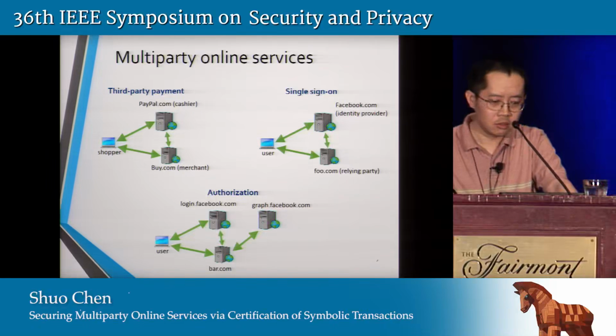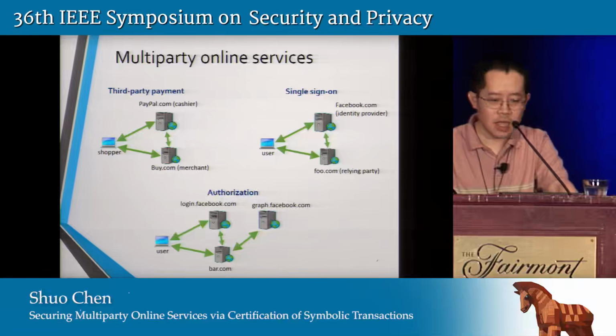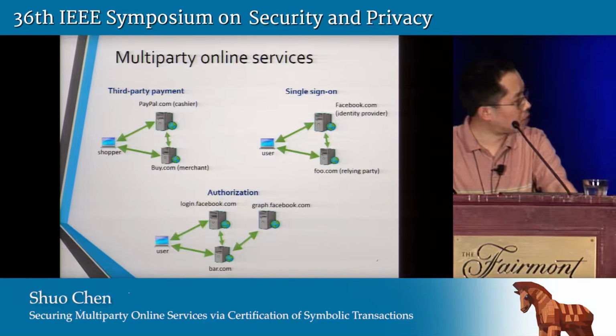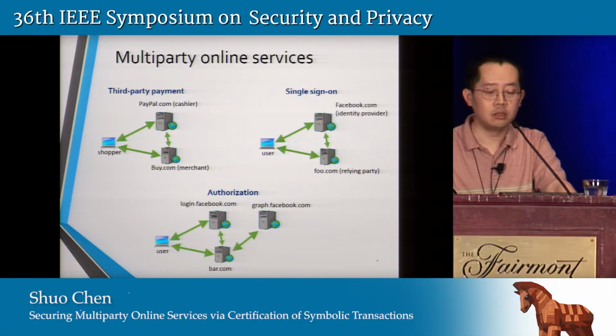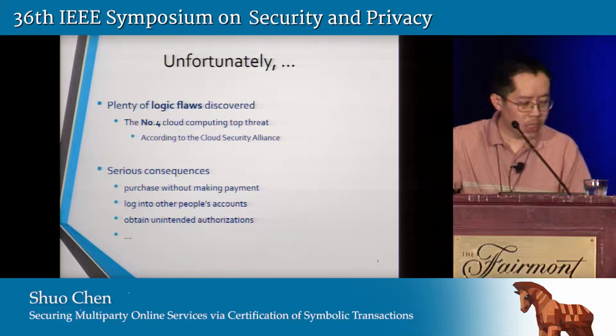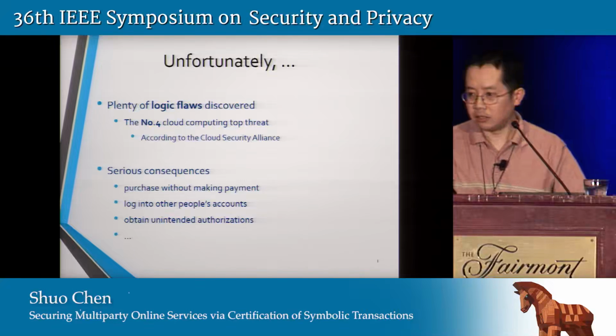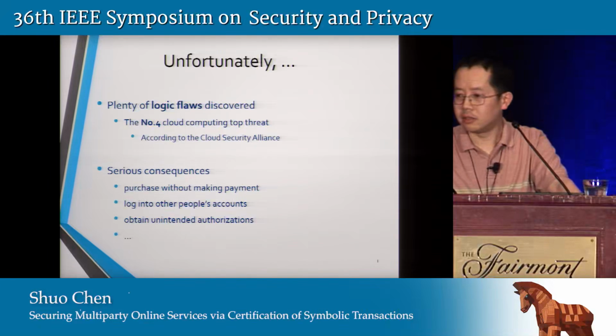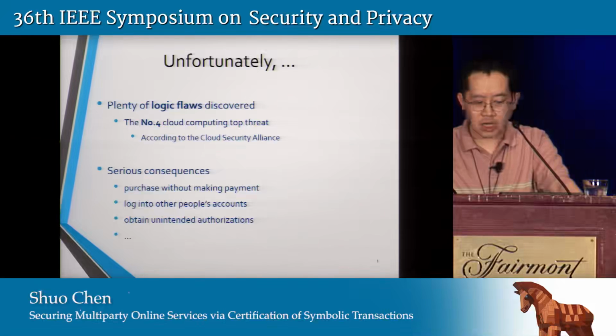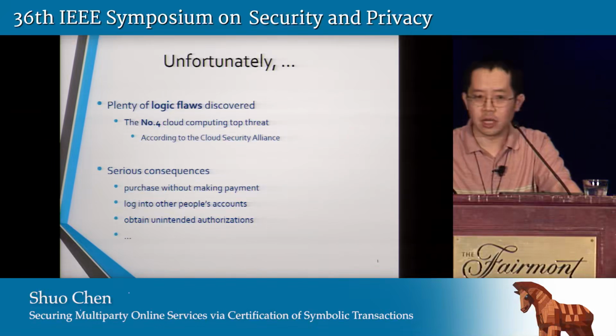And the single sign-on involves a relying party and an identity provider. And similarly, authorization is also a multi-party scenario. Unfortunately, plenty of logic bugs have been discovered. And according to the Cloud Security Alliance, these problems have become the #4 cloud computing top threat.